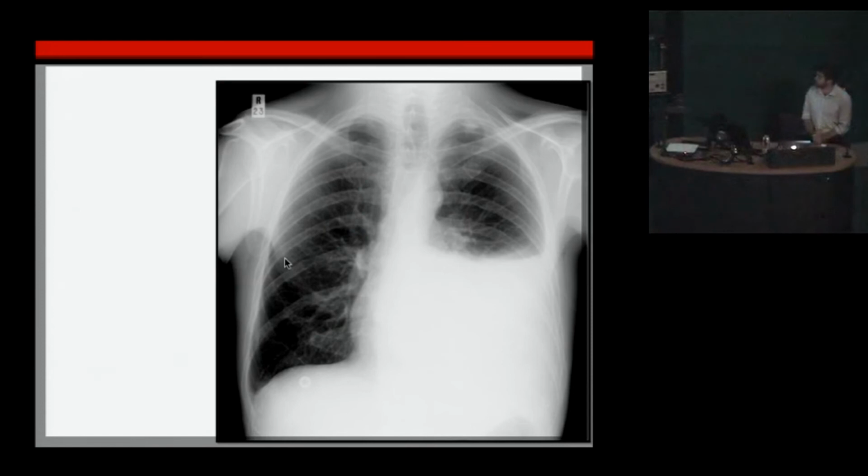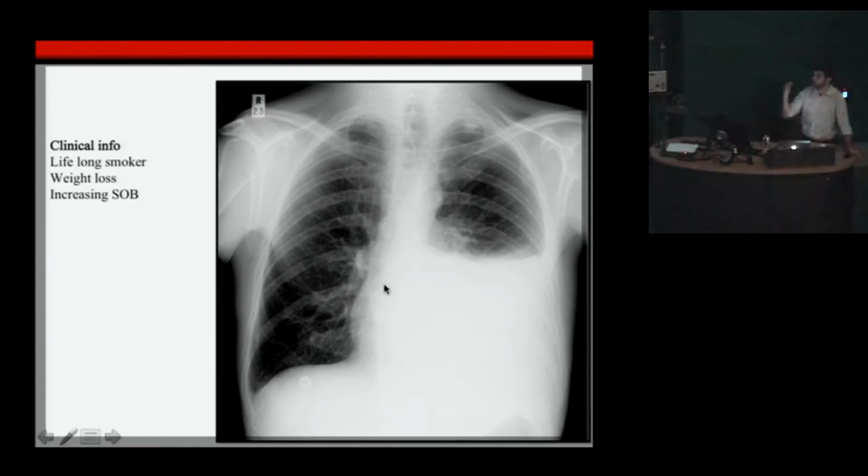So what's the diagnosis? Pleural effusion. So why are you sure of that? Yeah, so there's a meniscus here on this side. And if we gave this clinical information, yeah, so due to malignancy.